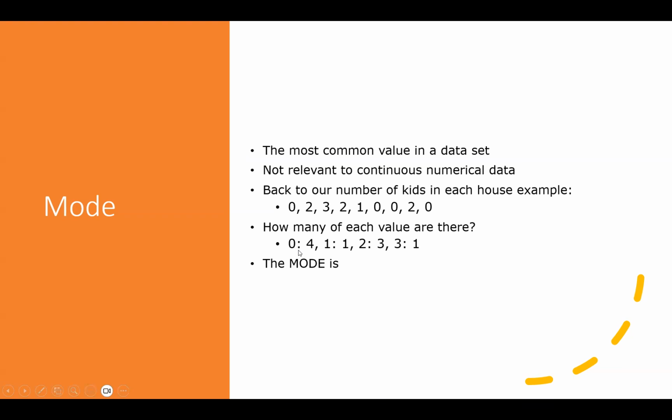0 occurs the most, four times. So 0 is the most common value in this data. It gives you an idea that, okay, the average is 1, but there are a lot of people on the side of 0 also. So the mode also gives you an idea of your kind of data.